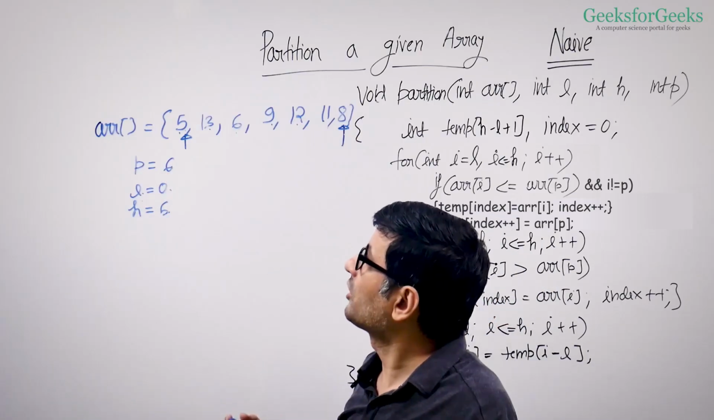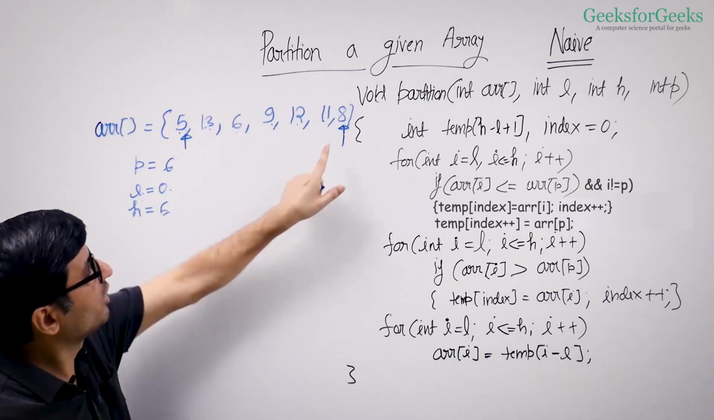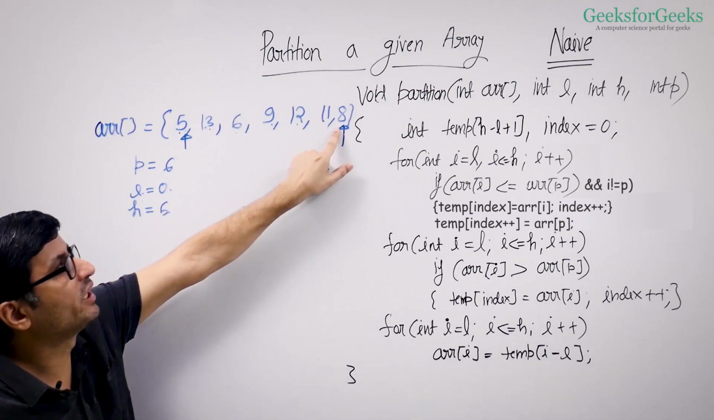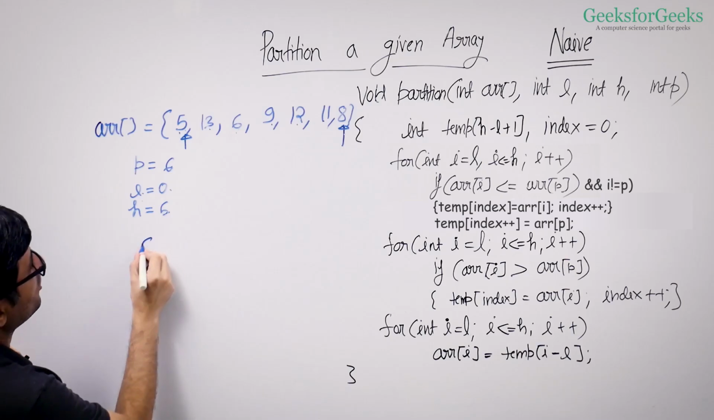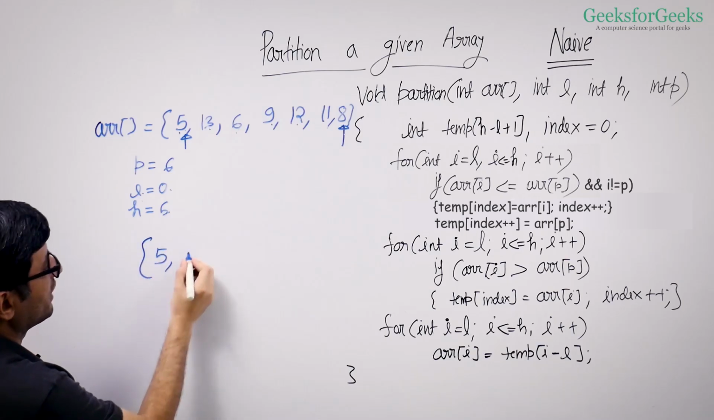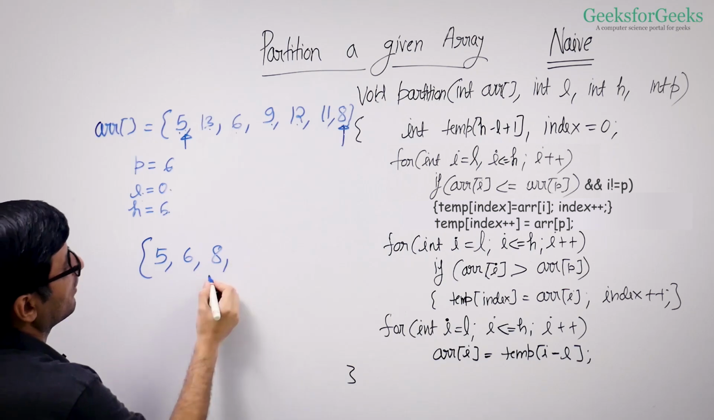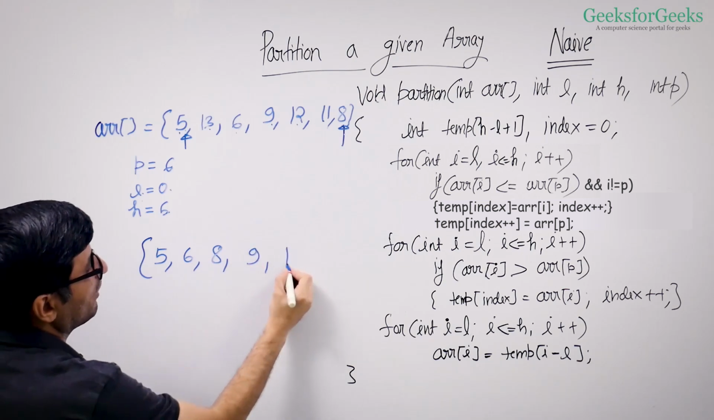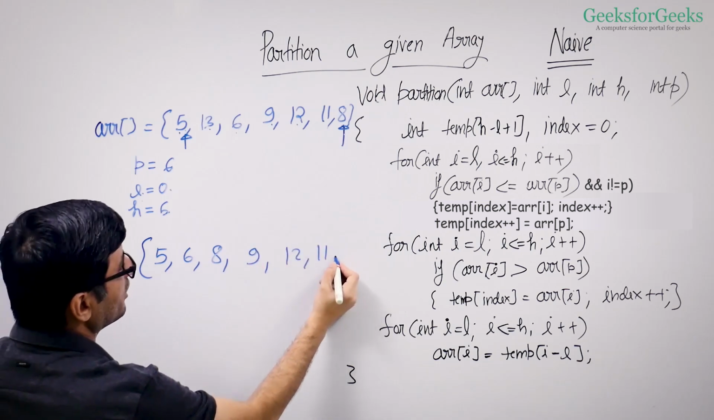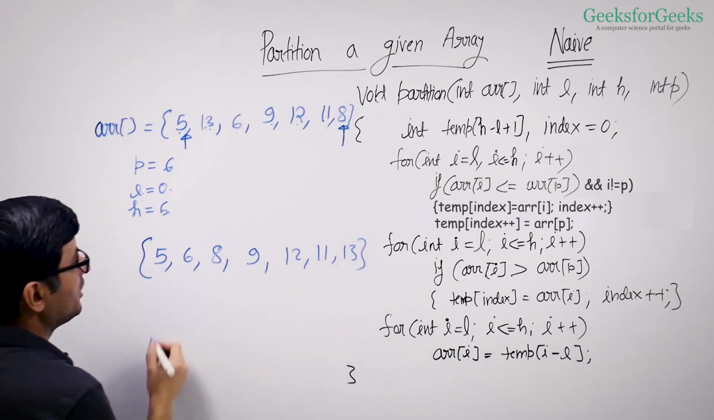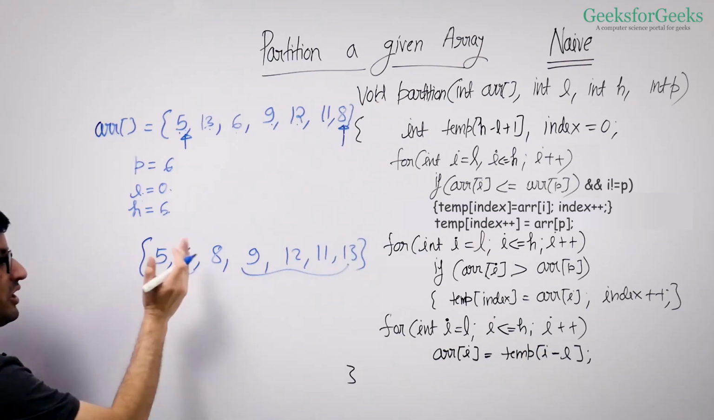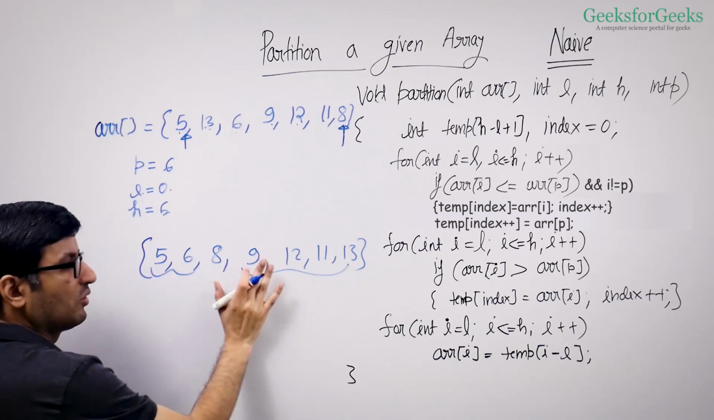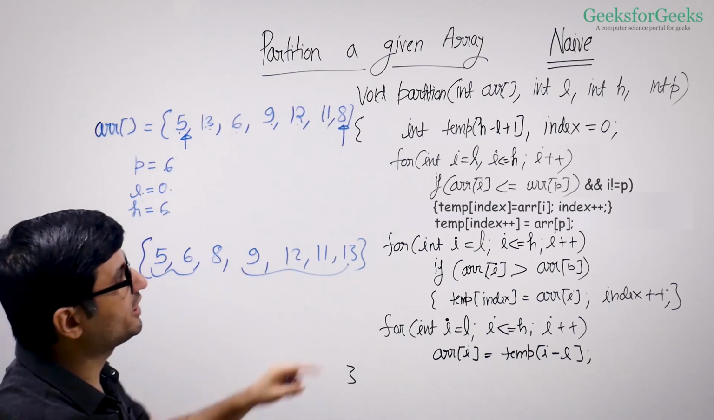So what do you want as an output? You want to put all the elements which are smaller than or equal to 8 on the left side and all the greater elements on the right side. So your output should be 5, 6, 8, and then 9, 12, 11 and 13. These elements can come in any order, and these elements can come in any order, but they should come before 8 and they should go after 8. Let's see how this works.